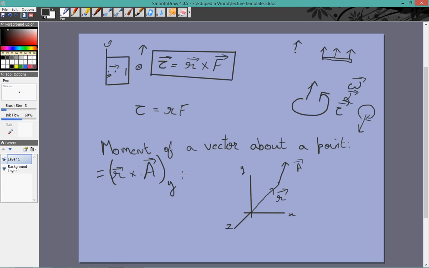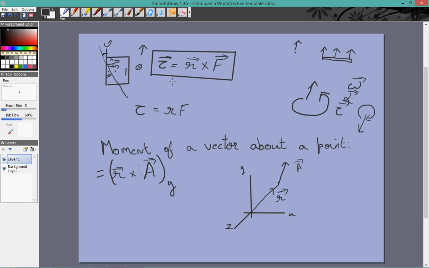In this case, this was r and this was F, and the torque was pointing upwards, right? But if we took r to be something like this, in that case, this would be the direction of torque. But if you wanted to find the torque about this axis, we would just take the component, and you can find that these angles will actually cancel and we'll get the exact same result, right?